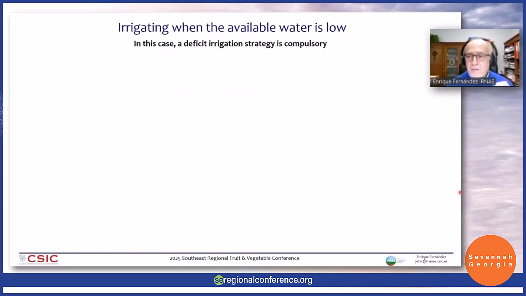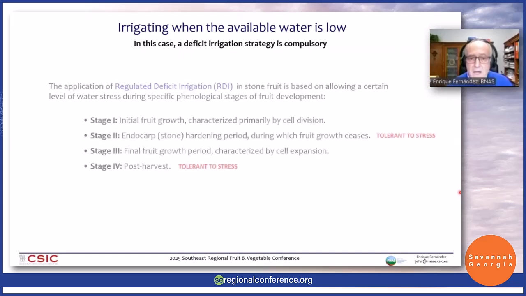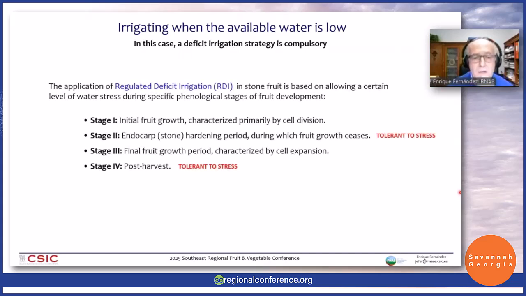Both full irrigation and the recommended irrigation are possible when you have enough water for irrigation. But if the amount of water available for irrigation is low, in this case, you are bound to use a deficit irrigation strategy. A number of deficit irrigation strategies have been described, but the most efficient one is what we call regulated deficit irrigation.